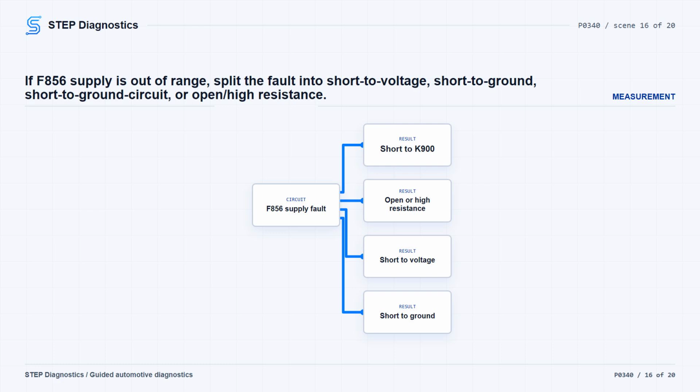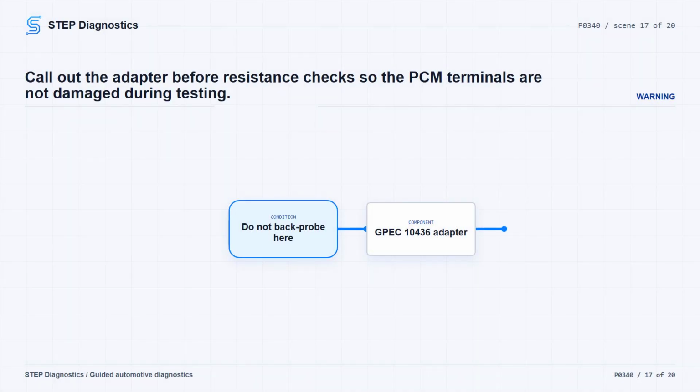If that is clean, check continuity between F856 and K900 sensor ground. Continuity there means repair F856 for a short to the sensor ground circuit. Before the next resistance checks, do not probe the PCM harness connectors. Probing those terminals can damage them and create a poor terminal-to-pin connection. Use the GPEC Diagnostic 10436 adapter.